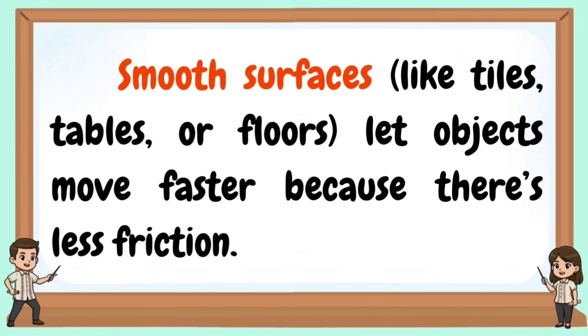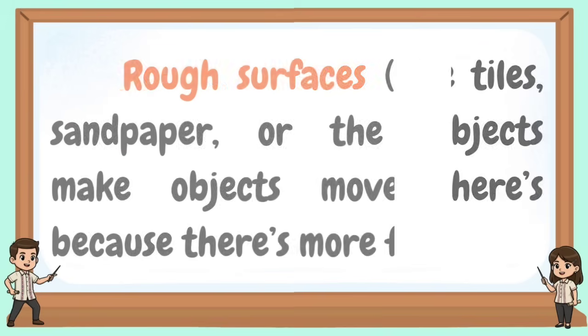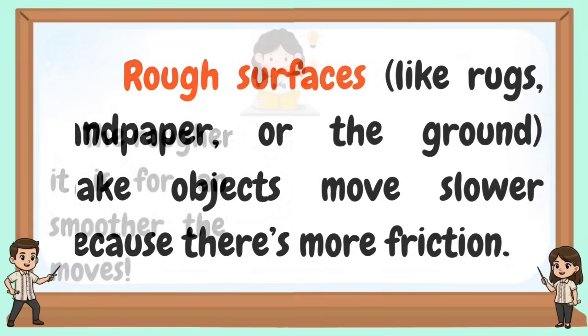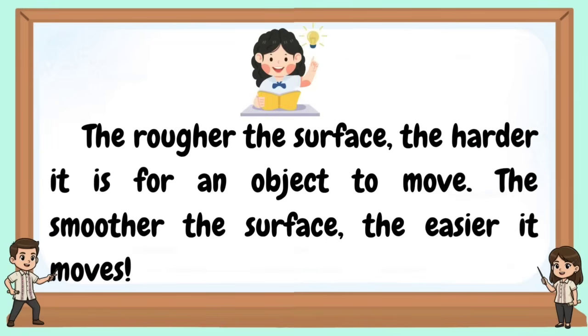Smooth surfaces like tiles, tables, or floors let objects move faster because there's less friction. Rough surfaces like rugs, sandpaper, or the ground make objects move slower because there's more friction. The rougher the surface, the harder it is for an object to move. The smoother the surface, the easier it moves.